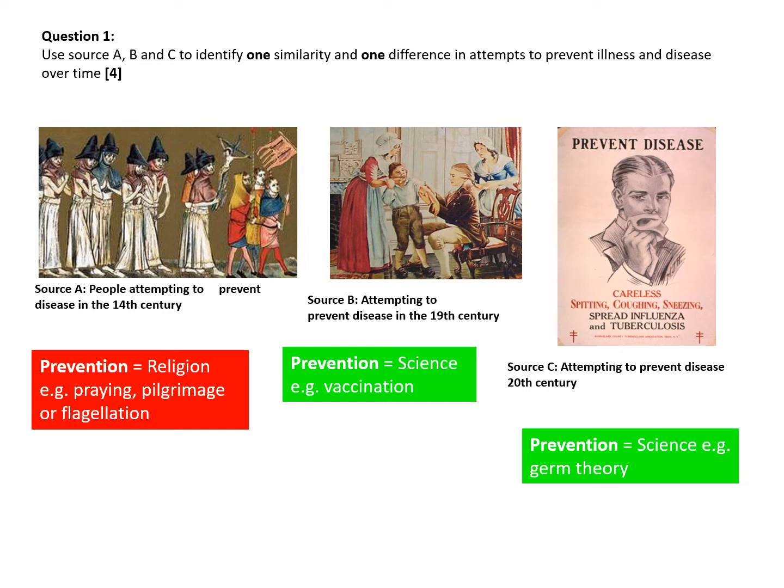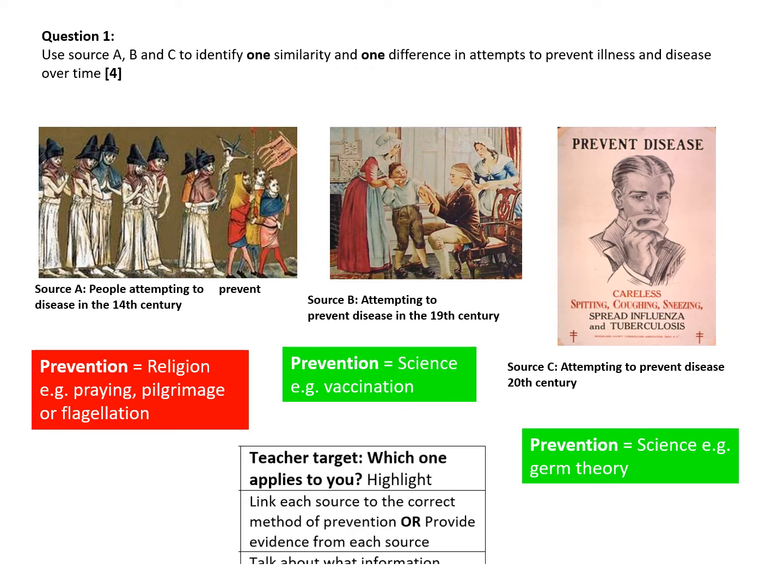4 marks. So think about which target applies to you. When you did question 1, did you not link each source to a method of prevention? Or was it that you didn't provide evidence from each one? So maybe you got the Edward Jenner a bit wrong, maybe you didn't mention germs for source C, and so on. So just highlight one of those for me, please. You might want to pause, and then I'm going to move on.